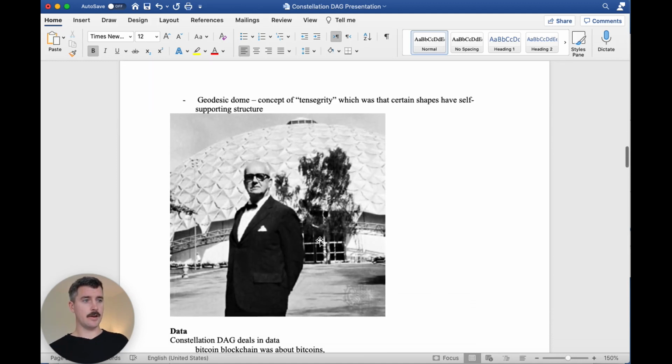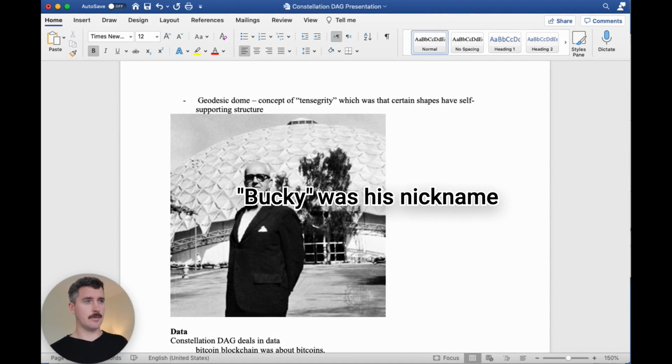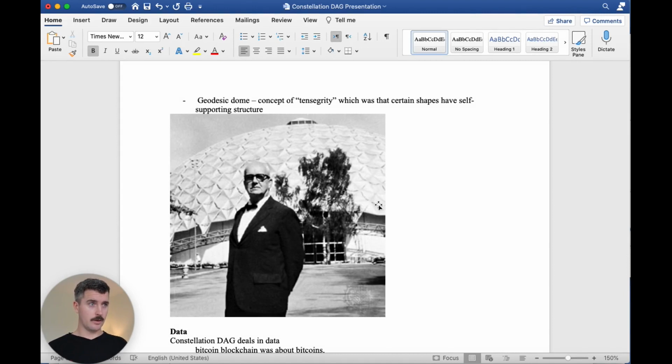So here you can see Bucky himself, and behind him is the geodesic dome, which was one of his most famous inventions. And this is composed of triangles that form a sphere, and it has an inherent structural integrity, which Bucky called tensegrity, which was like tension and integrity.